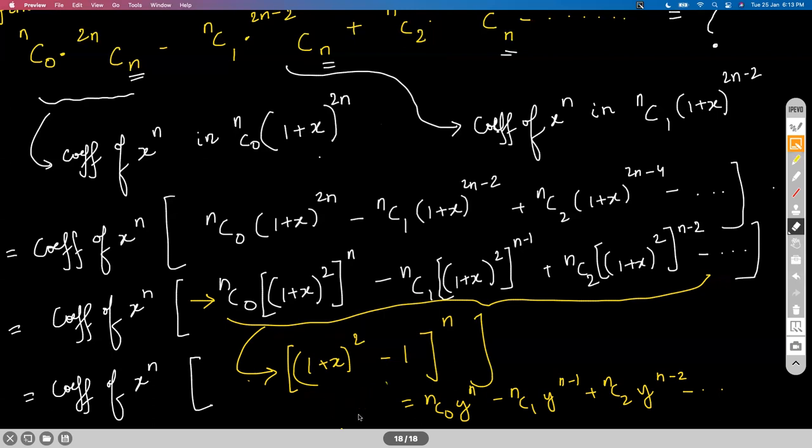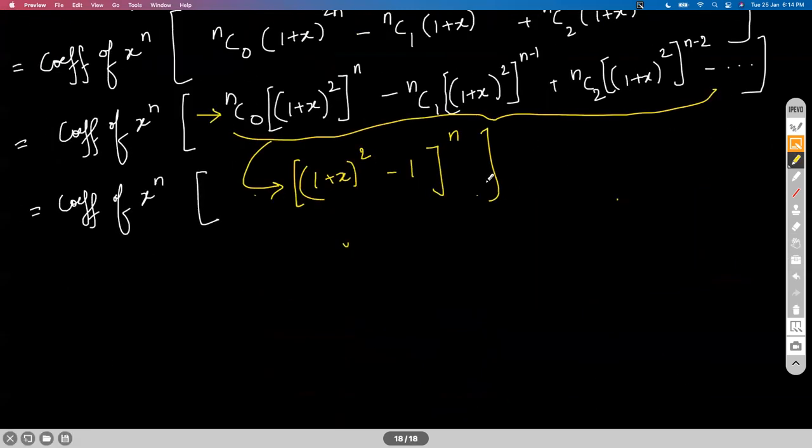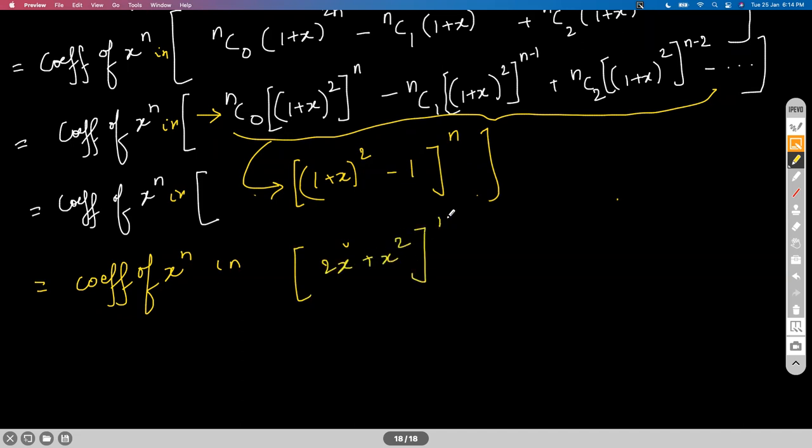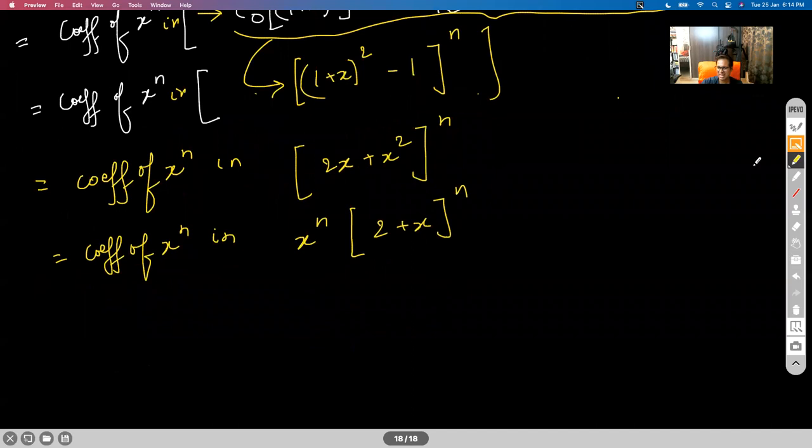So in light of this, can I now reduce my problem to saying I have to find out the coefficient of x to the power n in this expression, which is actually (2x plus x square) to the power of n? Correct? Now, if you take x out, you are actually finding the coefficient of x to the power n in this. Yes or no? Now, x to the power n is already sitting over here. So you just require a constant from here that will give you the coefficient. So what is the constant term that you will get from here? 2 to the power n. So this becomes your answer to the question.